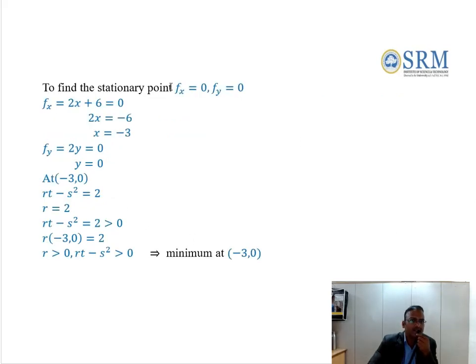Now, to find the stationary points, equate the first derivative to 0. So, fx equal to 0 and fy equal to 0. Fx equal to 0 gives x equal to minus 3. Fy equal to 0 gives y equal to 0. Therefore, there is only one stationary point.